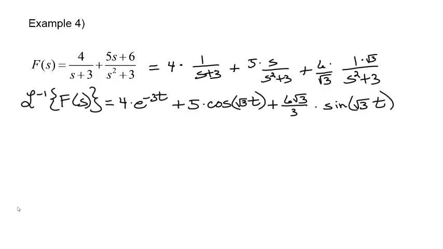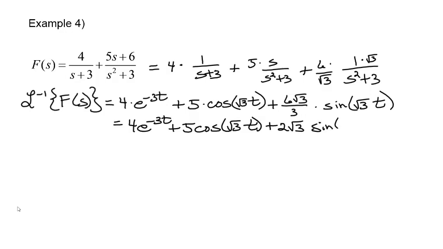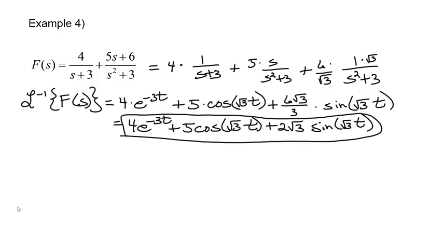And then you can simplify that fraction. 6 over 3 is going to make that a 2. So we end up with 4 e to the negative 3t plus 5 cosine square root of 3 times t plus 2 square root of 3 times sine of square root of 3 times t. Okay. And that's the inverse Laplace of the original given function of s that we had. If you're looking at your review sheet, that was actually problem number 7 on the review sheet. Right?